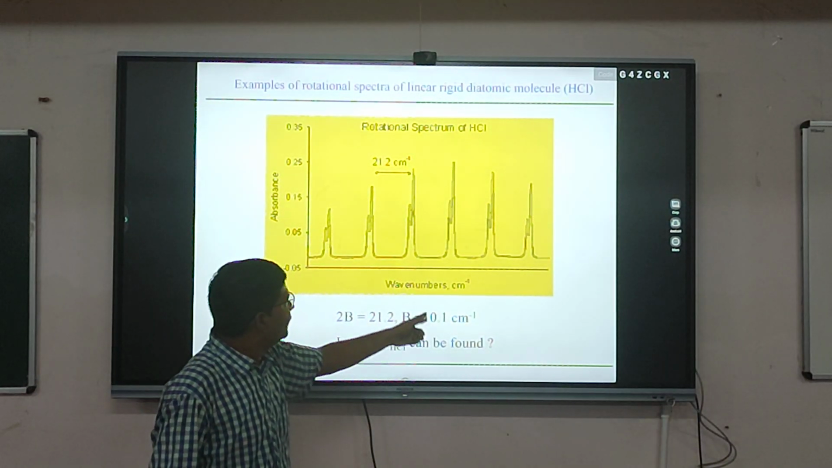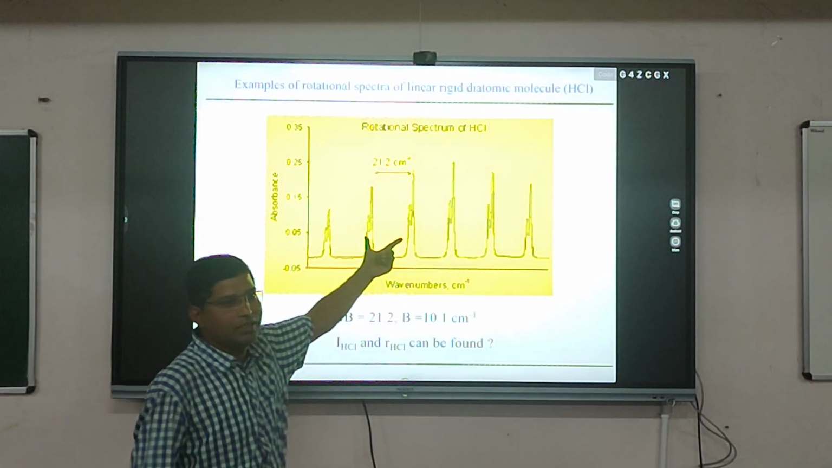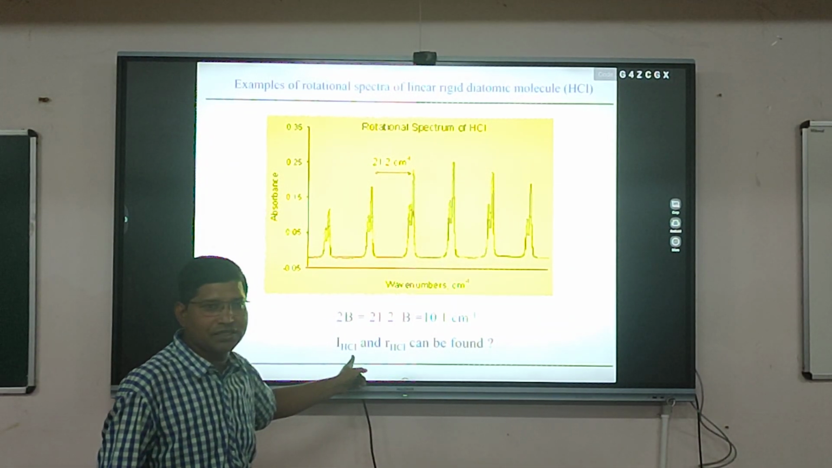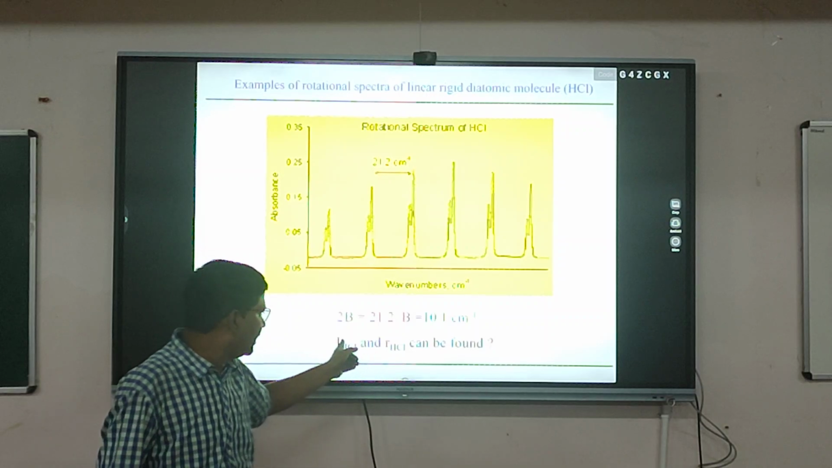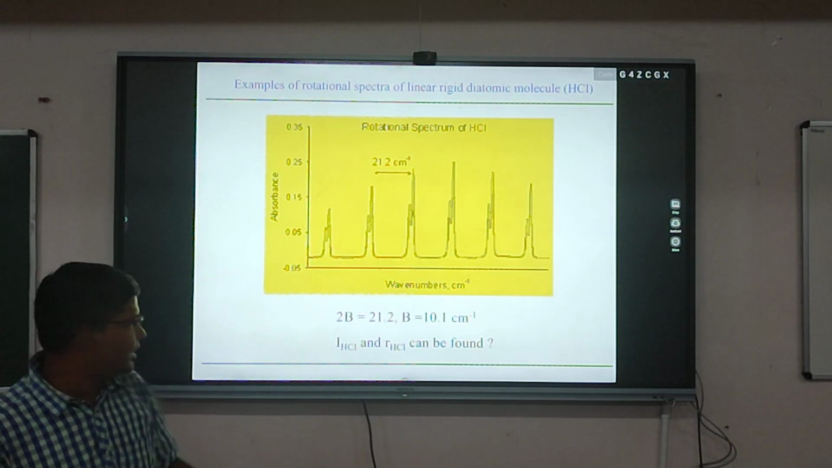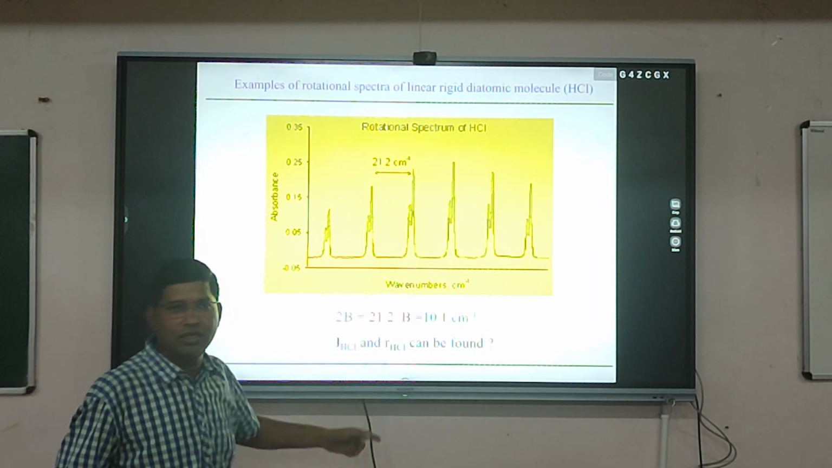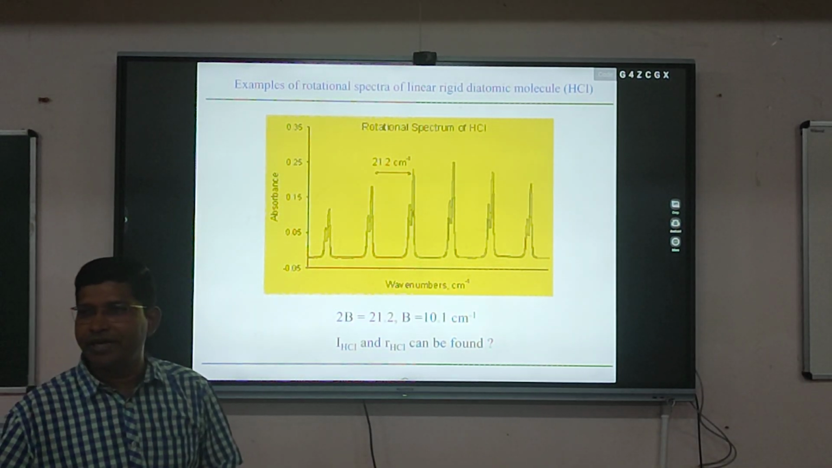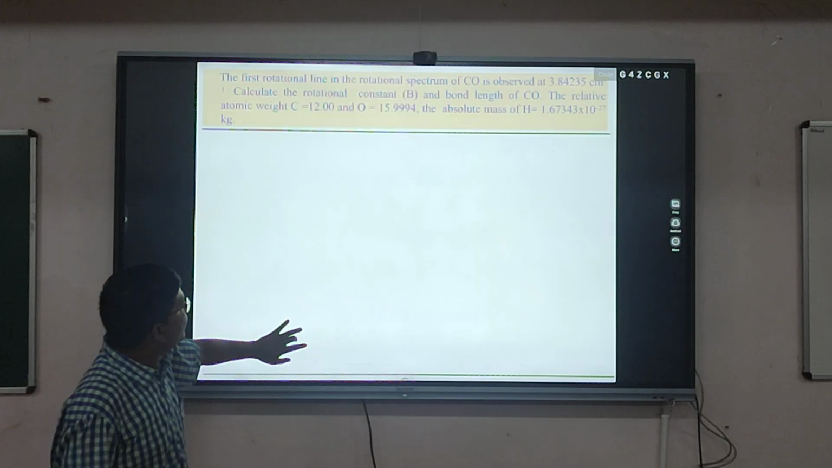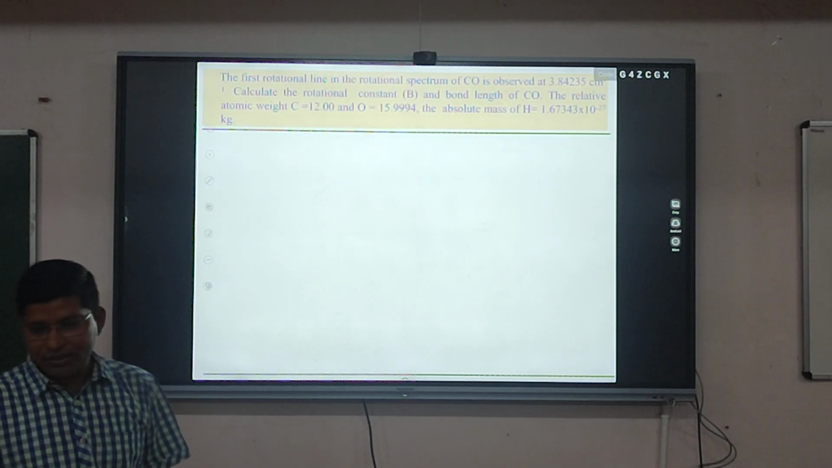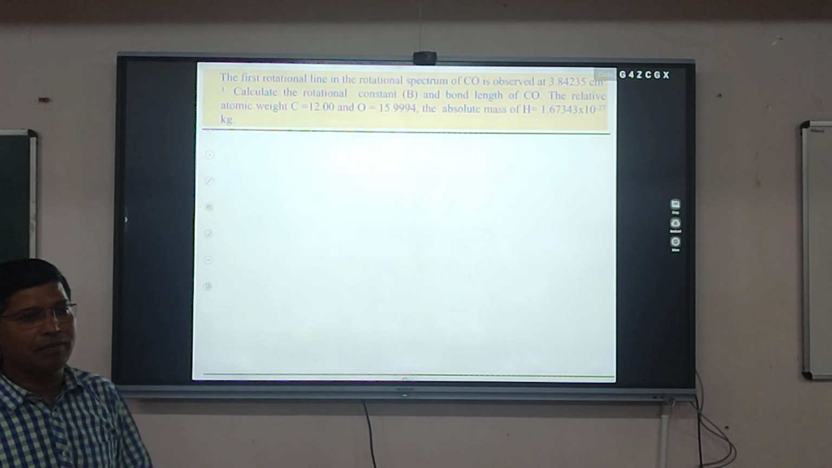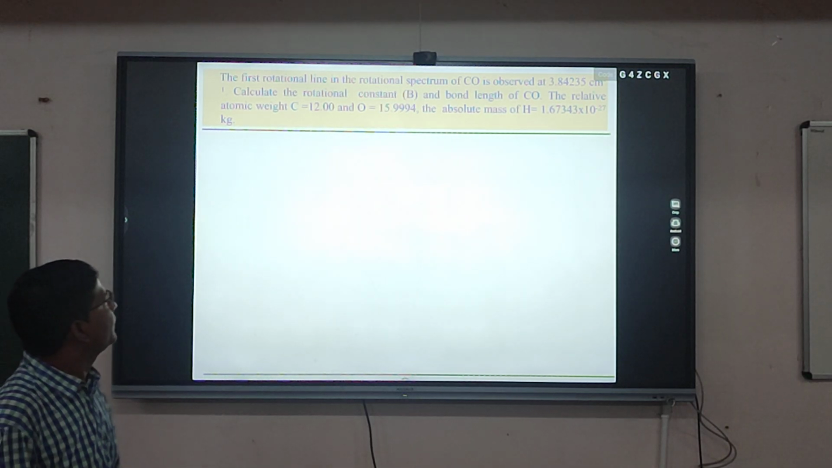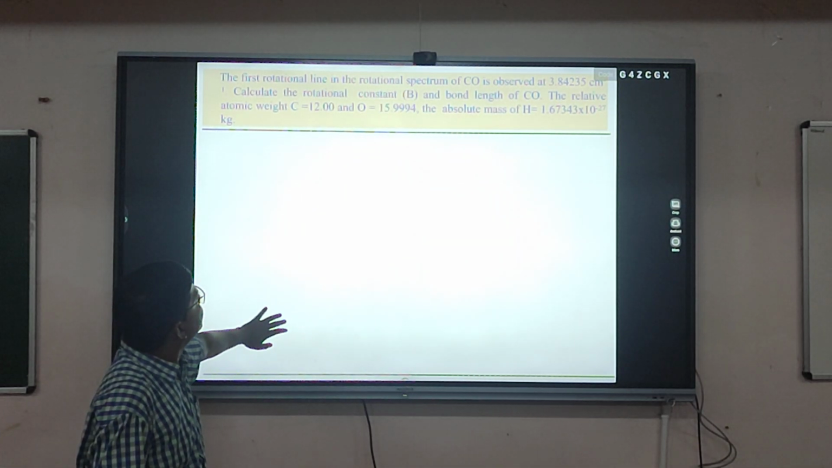If you know the value of B, then we can determine the moment of inertia. And if you determine the moment of inertia, we know the mass of hydrogen, we know the mass of chlorine, we can determine the bond length between the two atoms in the molecule. So finally, we will solve one numerical problem that may be asked in a coming sessional or semester examination.